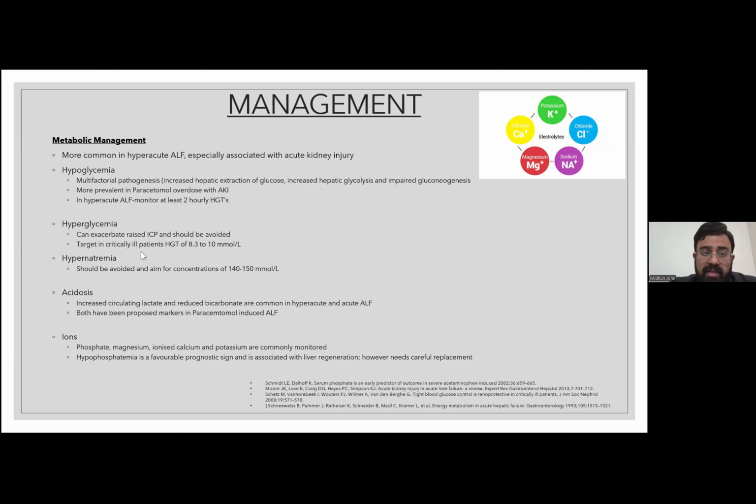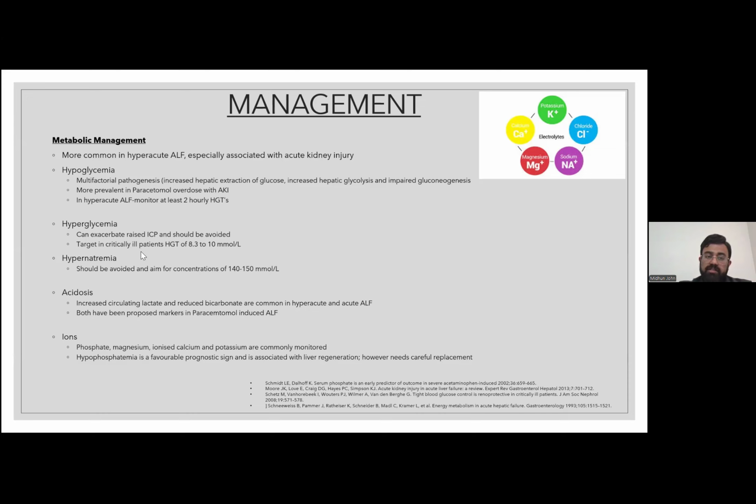In a hyperacute ALF, it's important to monitor these patients quite closely, and in general, with all our ALFs, to monitor our sugar levels quite closely. Guidelines with hyperacute have recommended at least 2 hourly monitoring of their HGTs. Hyperglycemia, although the opposite spectrum, is important to monitor as well, because it can exacerbate and raise ICP and should be avoided.